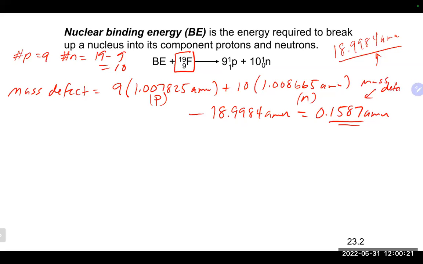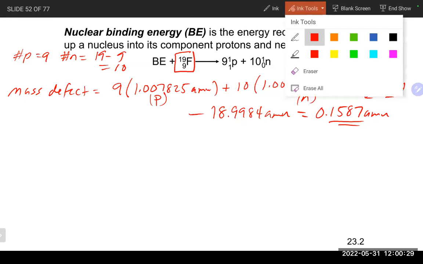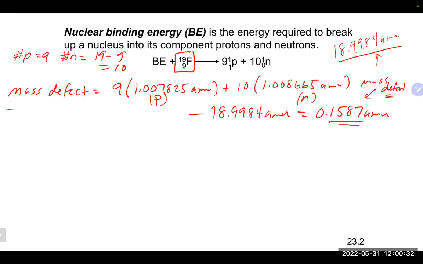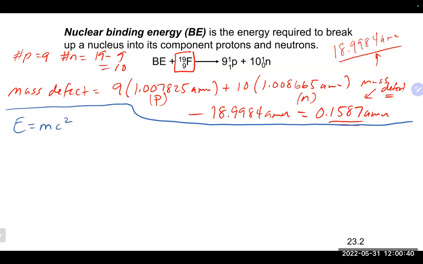That is the amount of mass that's really converted into energy through this process. To calculate the actual binding energy, there are two ways you could do it, so we'll take a look at both. The first way would be Einstein's equation, E is equal to mc squared, where once again the m is our mass defect. So this would be 0.1587 AMU times 3 times 10 to the 8 meters per second, squared.